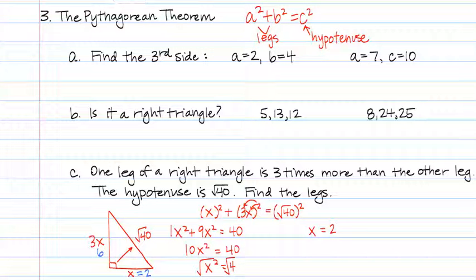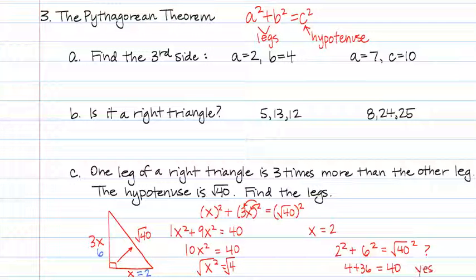Now you can always check. If I go ahead and apply the 2 and the 6 into my formula, does 2 squared plus 6 squared equal square root of 40 squared? Well, that's 4 plus 36. Does that equal the square root of 40 squared? Does that equal 40? Yes. So I know that I've solved correctly to get the sides of my triangle.